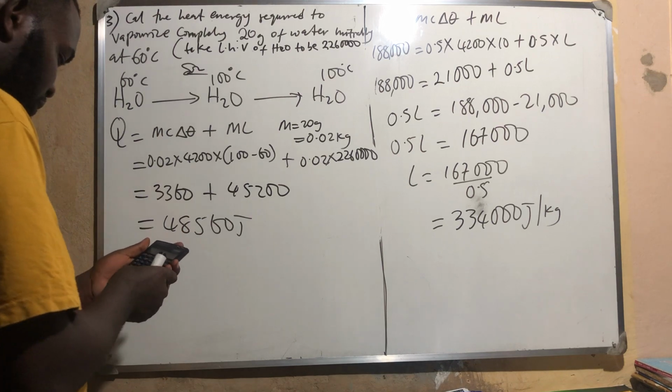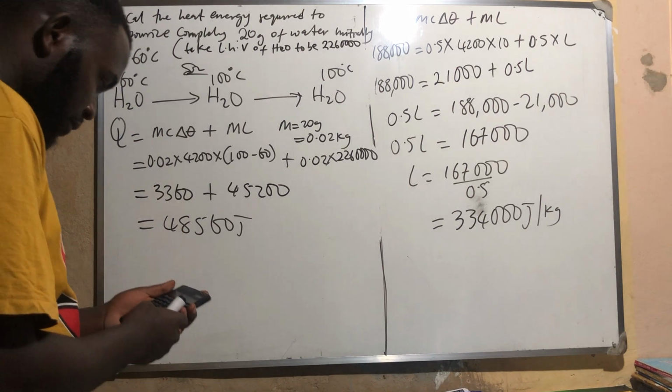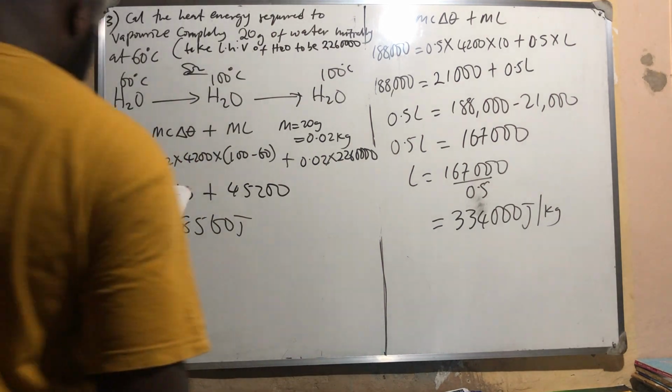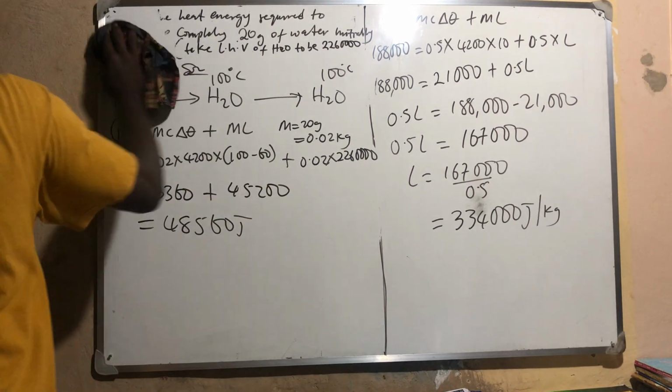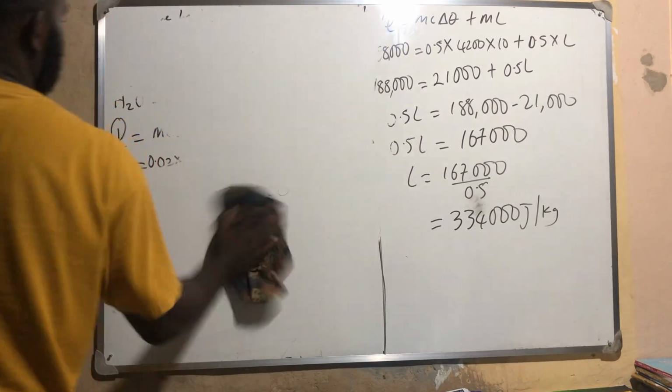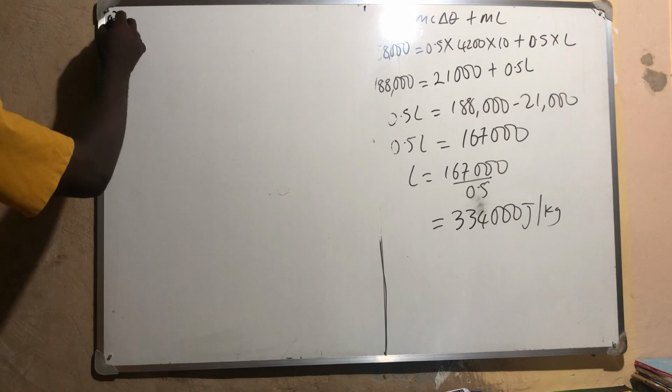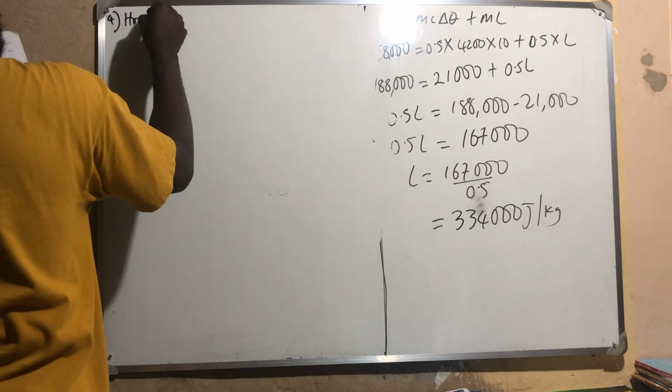45200 plus 3360. Yes, 4856. Okay, so that is that for that. The next question, question number 4.